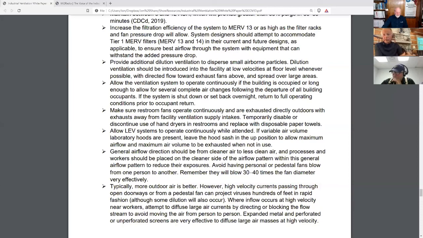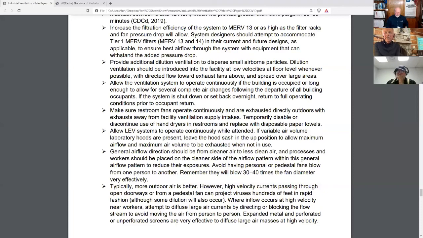Allow our local exhaust ventilation systems to operate continuously when people are there. If you have variable air volume laboratory hoods, you can leave the hood sash in the up position to ask for the maximum amount of airflow to happen and be exhausted even when it's not in use. That, again, means more air changes per hour.